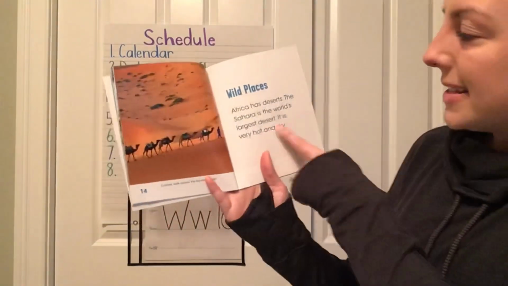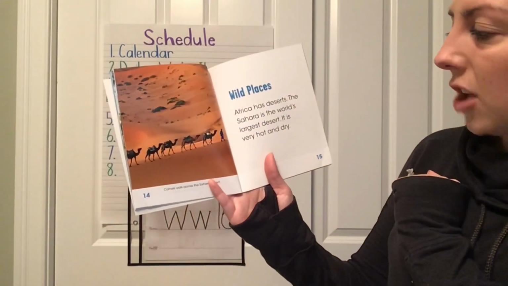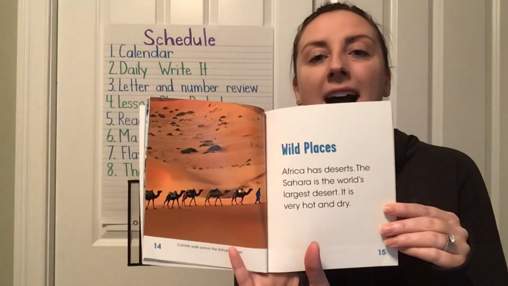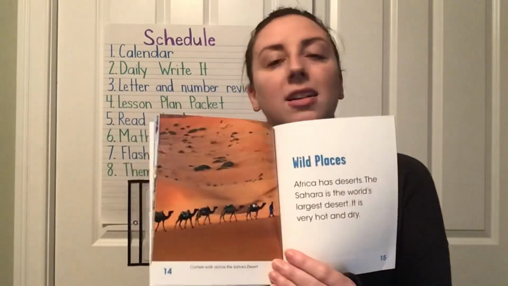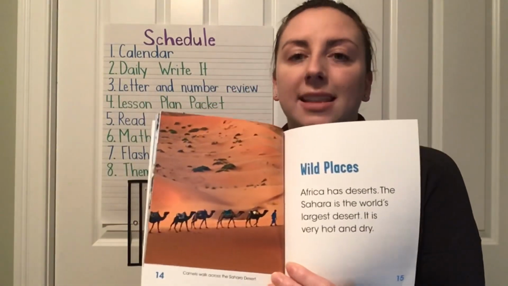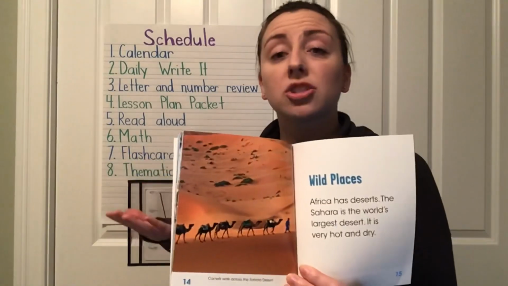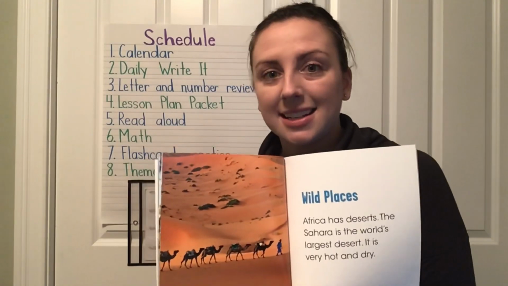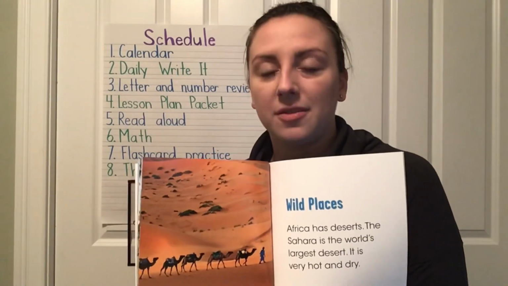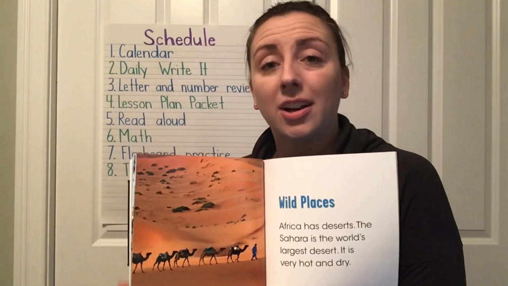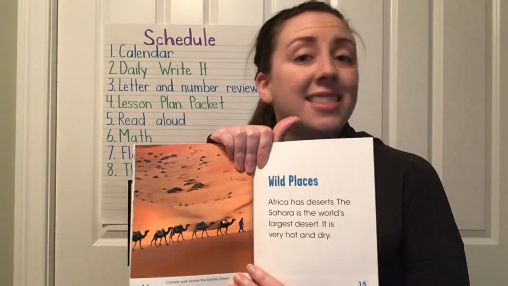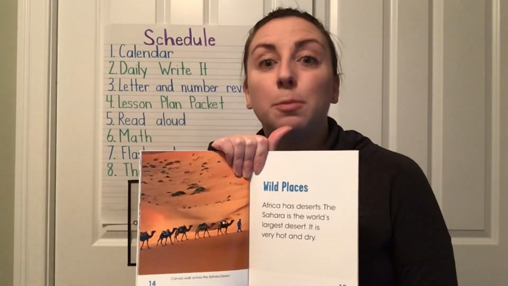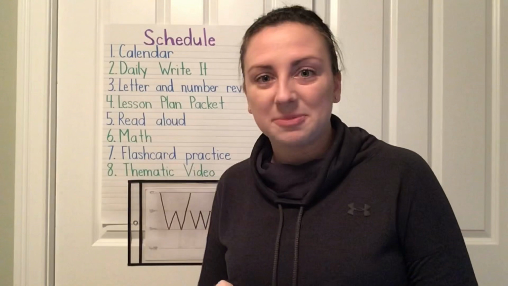Okay? It says the Sahara is the world's largest desert. It is very hot and dry. So why do you think there are not many plants that are growing in the desert? Well, our book just told us it's very hot and dry. What do plants need to survive? Well, they need water. And if the desert is very dry, there's not a lot of water, which is one of the reasons why you do not see a lot of plants in the desert.